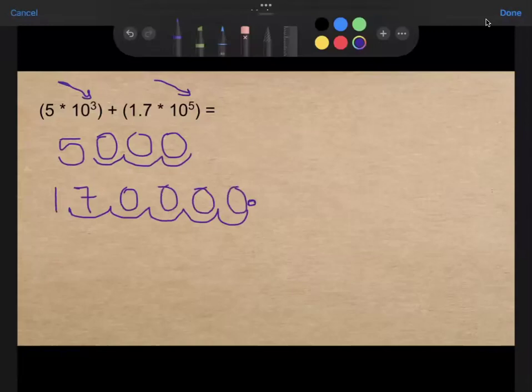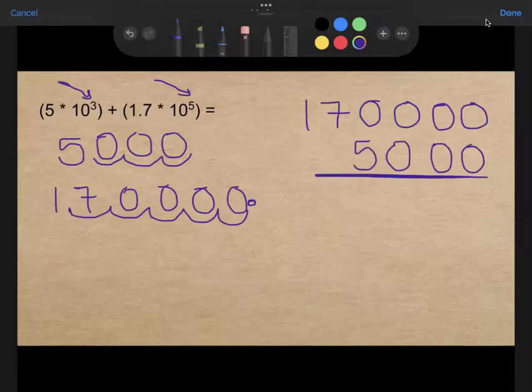Now, since I'm adding, I'm just going to add these together. I'm going to put the bigger one on top, 1, 7 with 4 zeros, and then 5,000, so 3 zeros and a 5. This is why having different exponents really messes up your place value, and that's why I like to rewrite it this way. So this would give me 0, 0, 0, 5, 7, 1.